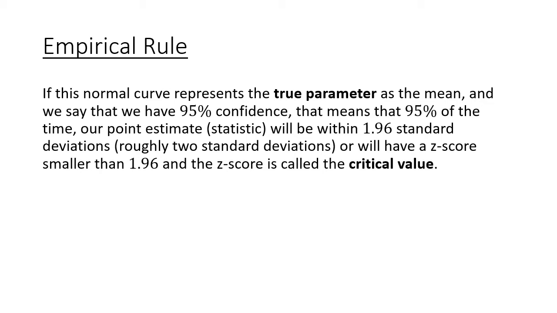Now, if we have a normal curve that actually represents the true parameter as our mean, so we have our normal curve, our peak is our true parameter, and I have 95% confidence. What we mean when we have 95% confidence is that 95% of the time, our point estimate or our statistic is going to be approximately 2 standard deviations away. That was our empirical rule. Now, instead of using approximately 2 standard deviations away, we're going to be a little bit more specific in this chapter. Instead of saying approximately 2, we're going to say that it is within 1.96 standard deviations. Remember, we measure standard deviations in terms of our z-scores. So our z-score would have to be 1.96. And we also call that z-score the critical value.